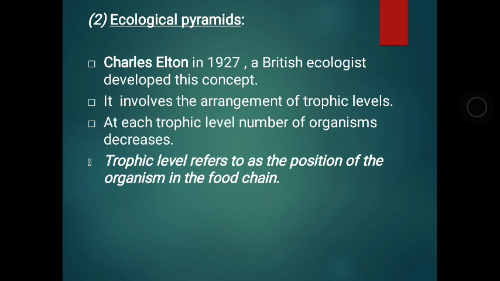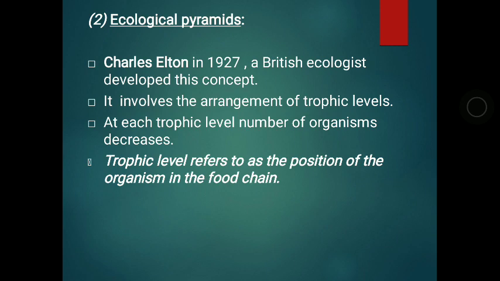So, ecological pyramids. We'll go to the next topic, that is Charles Elton, in 1927, a British ecologist, who developed this concept. What is an ecological pyramid? Basically, you can say a food chain is a horizontal chain, and an ecological pyramid is a food chain which is going in an upward direction.